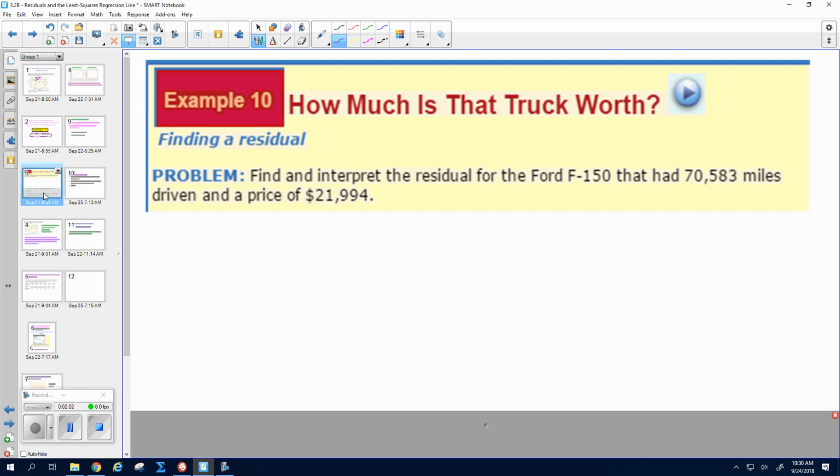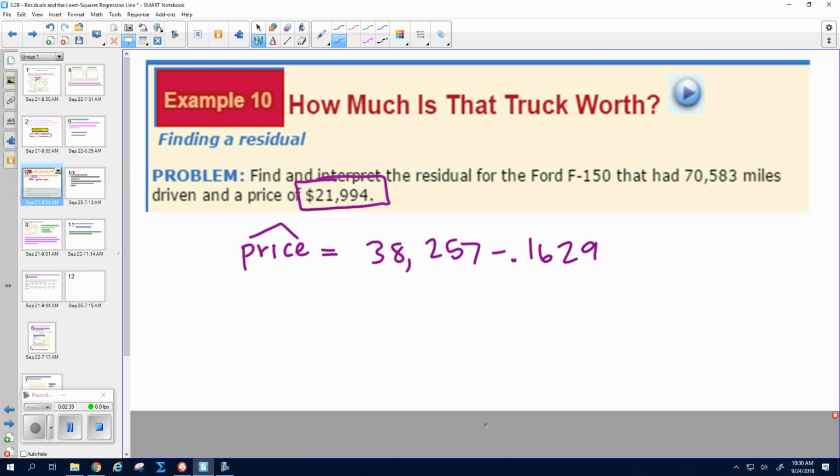All right, how much is that truck worth? Find and interpret the residual for the Ford F-150 that had 70,583 miles driven and a price of $21,994. So we plug in 70,583 and we're going to get a predicted price. This right here is the actual price. Okay, that's the coordinate point. So the first thing we need to do is plug it into our formula, and we found the formula last time, and it is price with the hat on it, predicted, and we got 38,257 minus 0.1629 times the number of miles on the car.